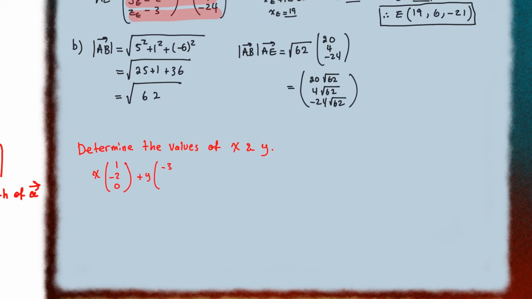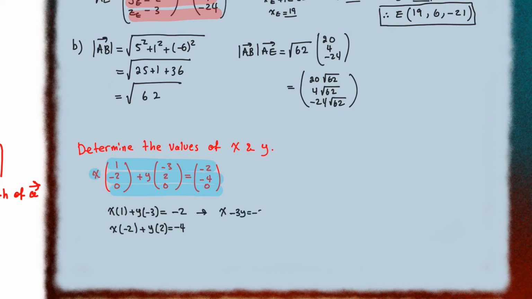For the next question, we want to determine the values of x and y given that x multiplied by a vector 1, -2, 0 plus y times vector -3, 2, 0 is equal to a vector -2, -4, and 0. We can make this into 3 different equations for different components of the vectors. So for the first one, we got x times 1 plus y times -3 is equal to -2. And for the y component, we got x times -2 plus y times 2 is equal to -4. We can rewrite this. So first one is x minus 3y is equal to -2, and -2x plus 2y is equal to -4. We got equations 1 and 2.